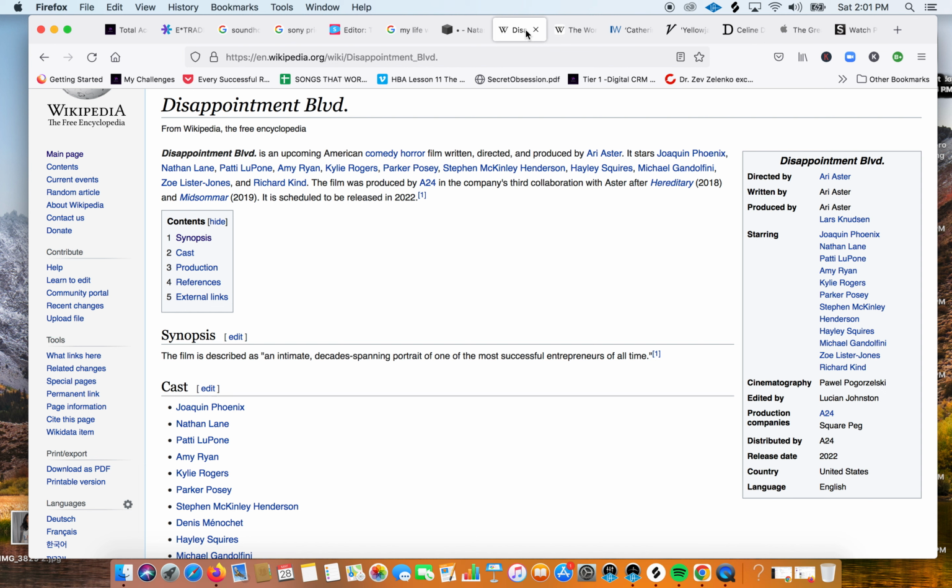The next one is called Disappointment Boulevard. And this is a comedy horror, but we don't have a lot of information about it other than Joaquin Phoenix and Michael Gandolfini are starring in it. It's about one of the most successful entrepreneurs of all time. They don't say who it is. So I don't know. I was thinking maybe Steve Jobs, but who knows?